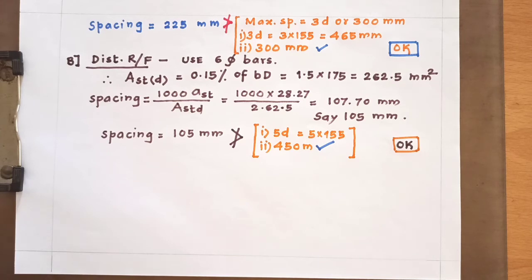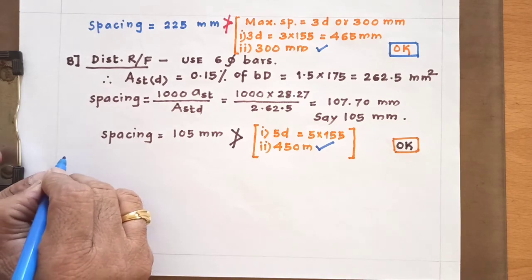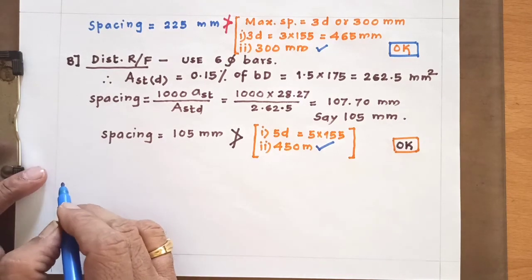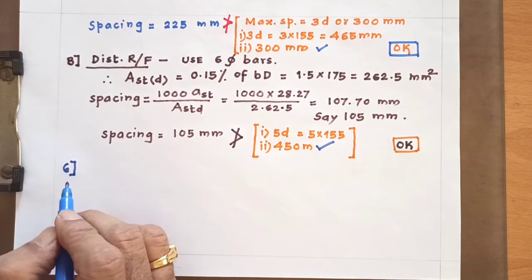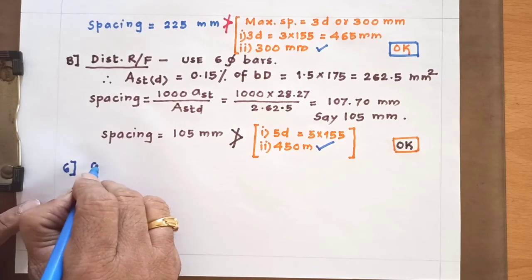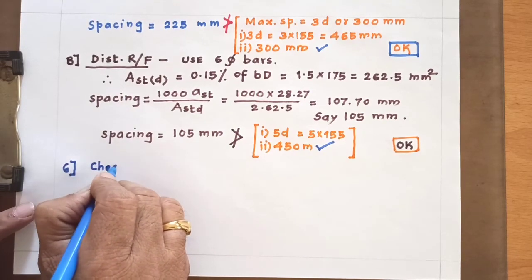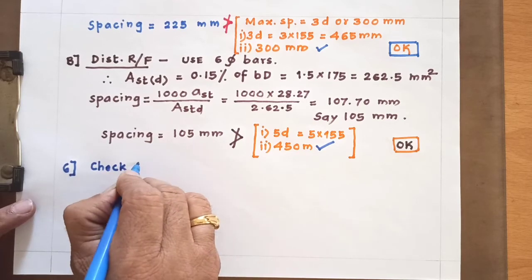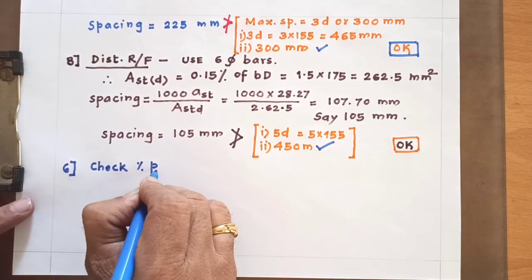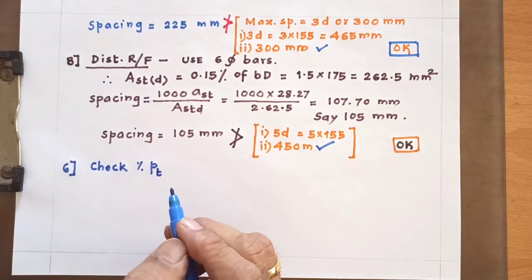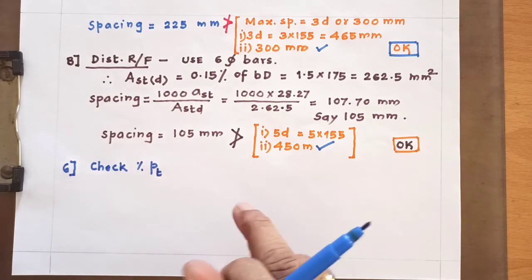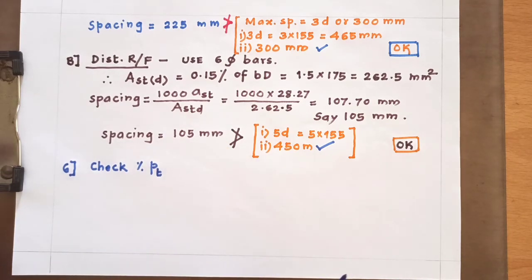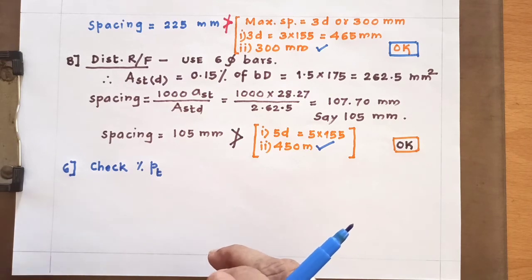Okay, so this is reinforcement. Now let us go for step number 6. This is an important step, that is check for percentage PT. Because in the first step we have assumed percentage PT as 0.35. So if this percentage PT is less than that, that is okay. Otherwise we will have to revise the design.